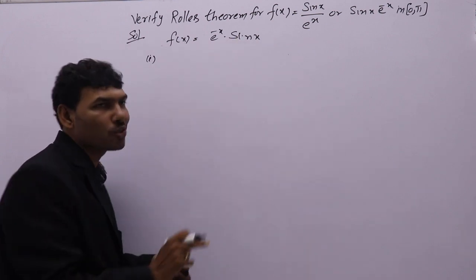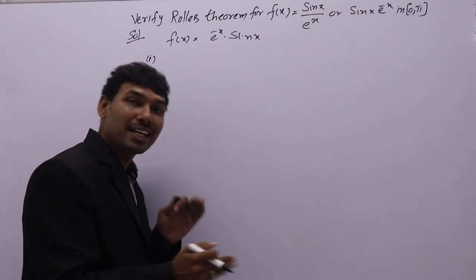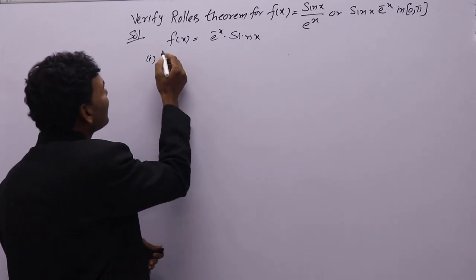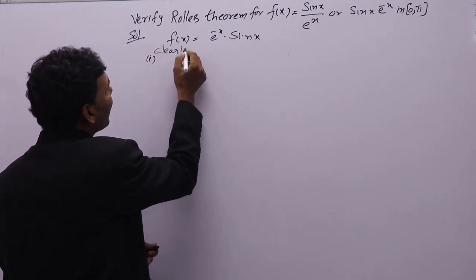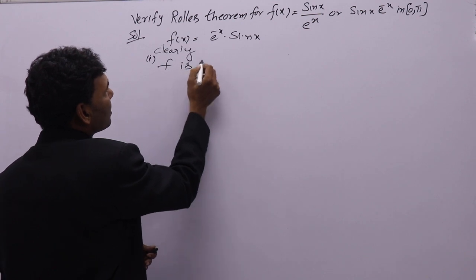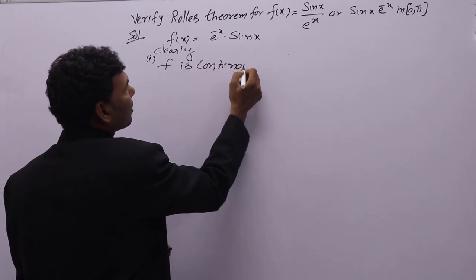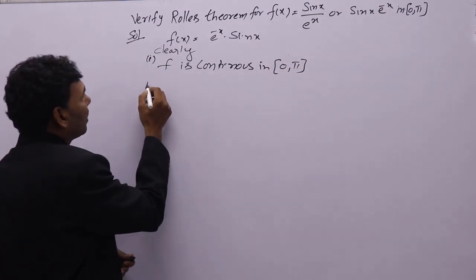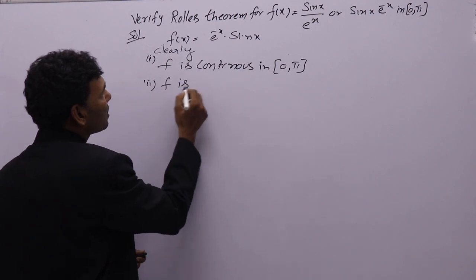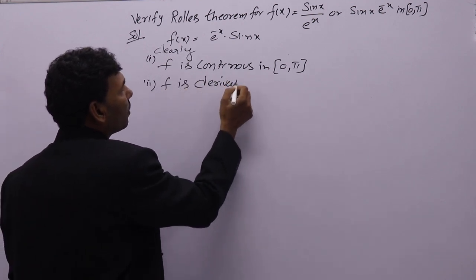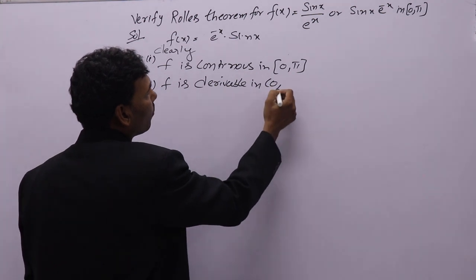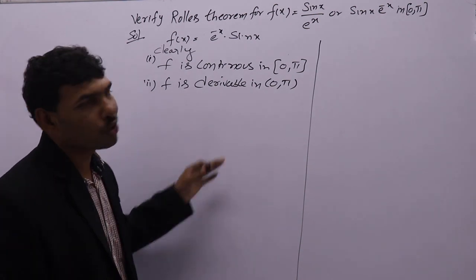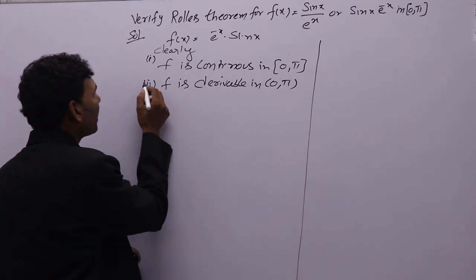E power minus x into sin x is also derivable. That I had given already. So here, basing on that point, you can easily say, clearly f is continuous in the closed interval [0, pi]. Next, f is derivable in the open interval (0, pi). So 2 conditions are over. Coming to the third condition.